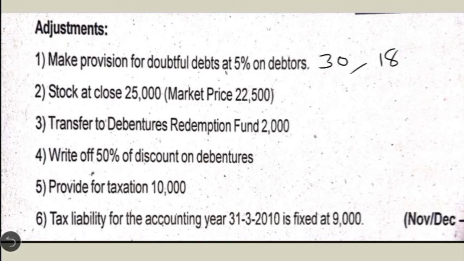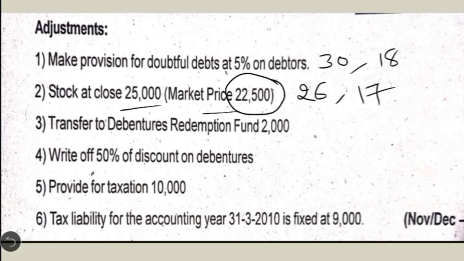Then coming to closing stock, once it has to be shown in note number 26, that is changes in the inventories. One more time it has to be shown in note number 17, that is inventories. But here they have given the book value as well as the market price. The valuation of stock says that we have to consider either the book value or the market price, whichever is less. So if you compare here, the lower amount is the market price, so we are going to consider 22,500.